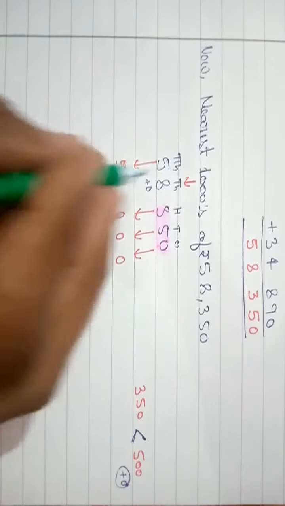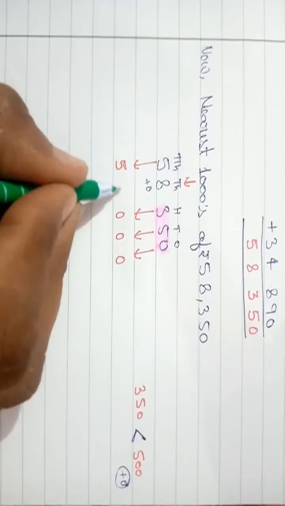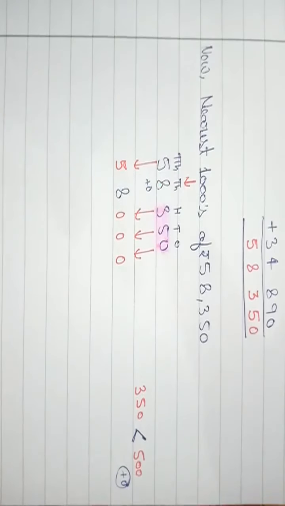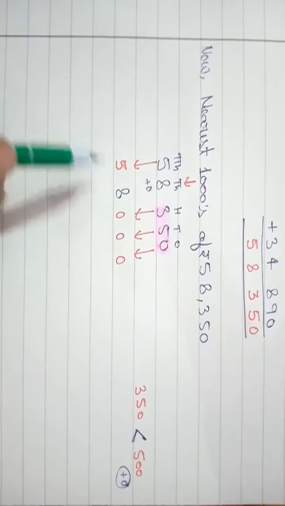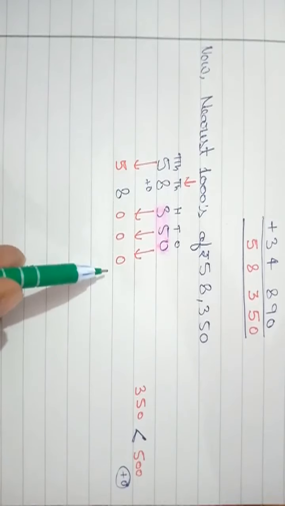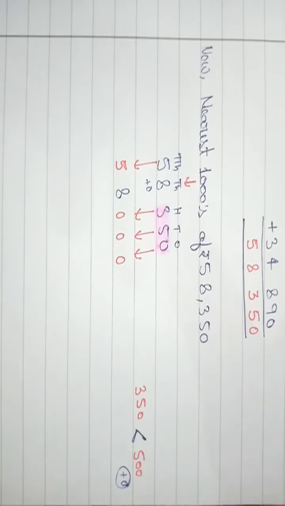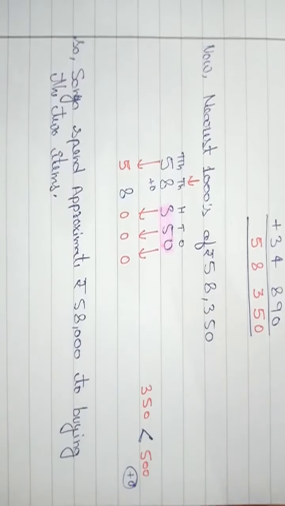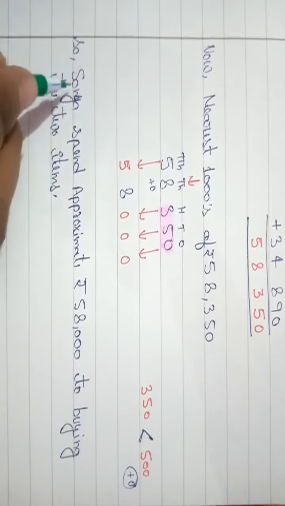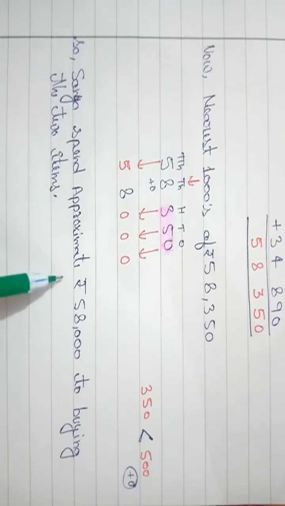Now it is the target place. So 8 and 0, 8. So she spent approximately 58,000 rupees to buy both items. So Sanya spent approximately 58,000 on buying the two items. Okay, thank you so much.